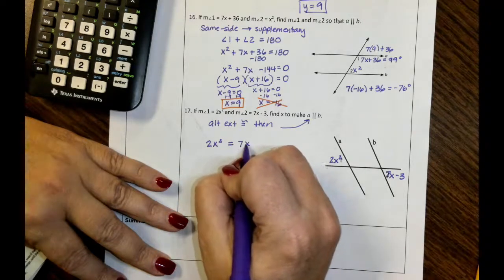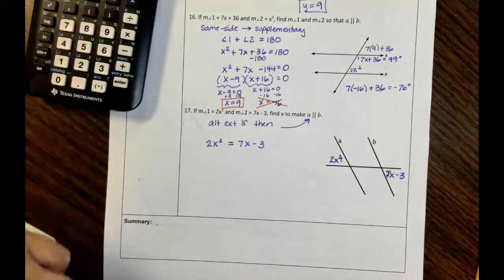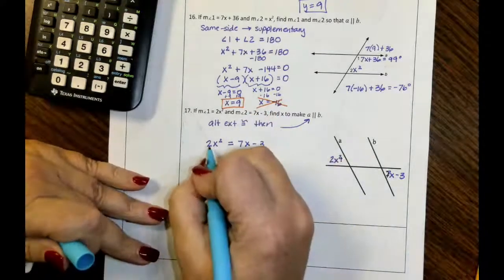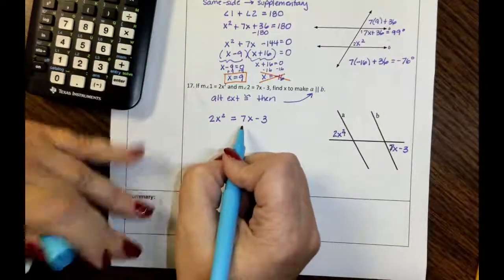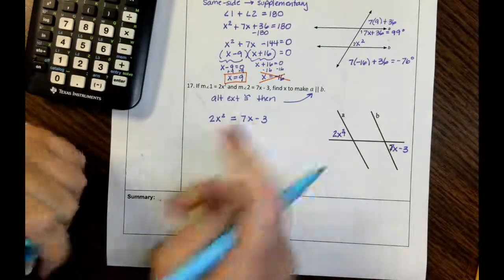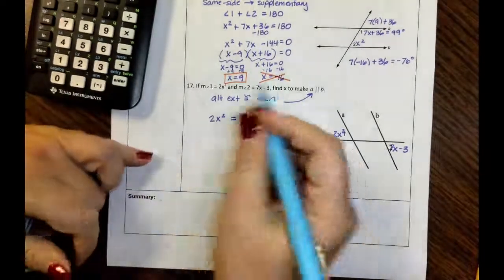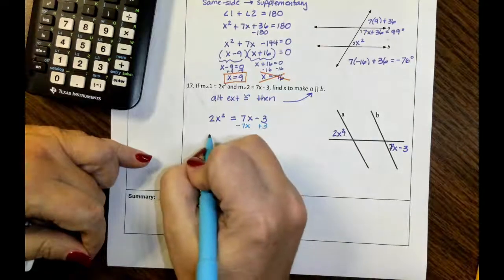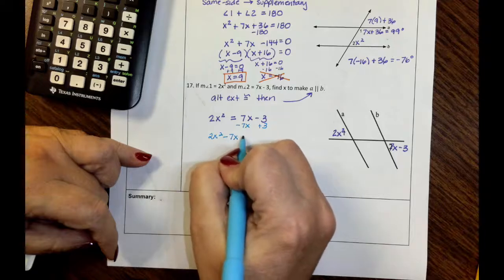Now in all factoring, except for completing the square, we always make sure that it is set equal to 0. So leave the 2x squared alone. I know the temptation is to move that 2x squared over there so that it's with the other two, but you always want to factor with your x squared being positive. So we're going to subtract 7x and add 3 to both sides. That gives you 2x squared minus 7x plus 3 equals 0.